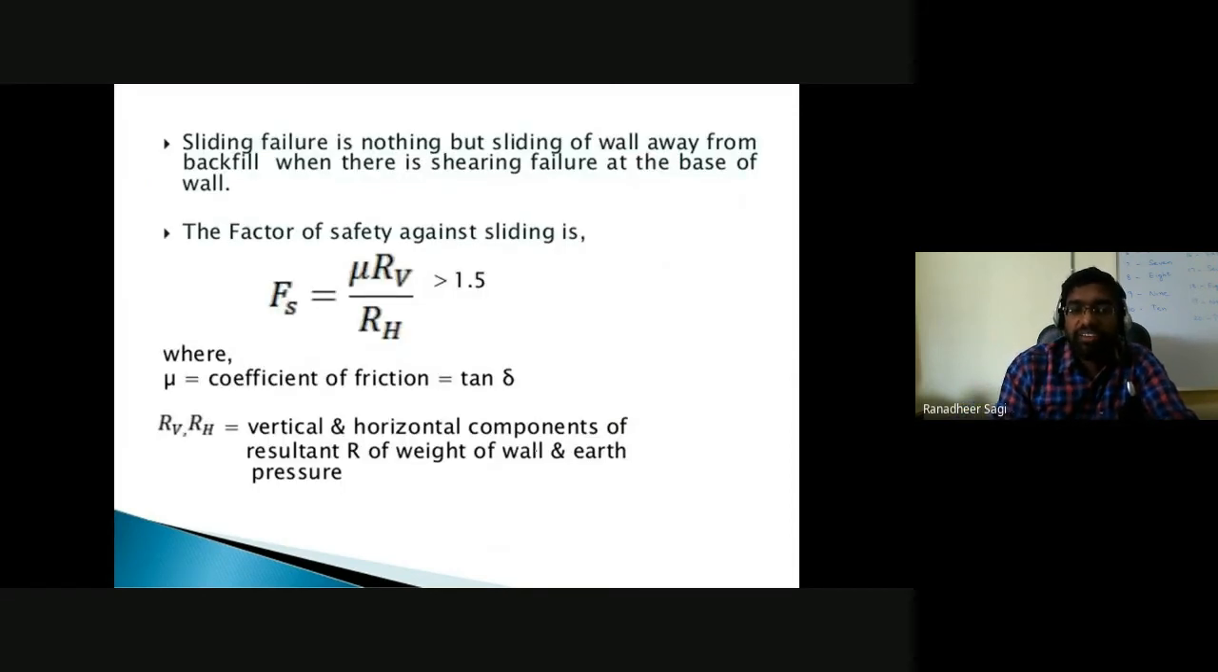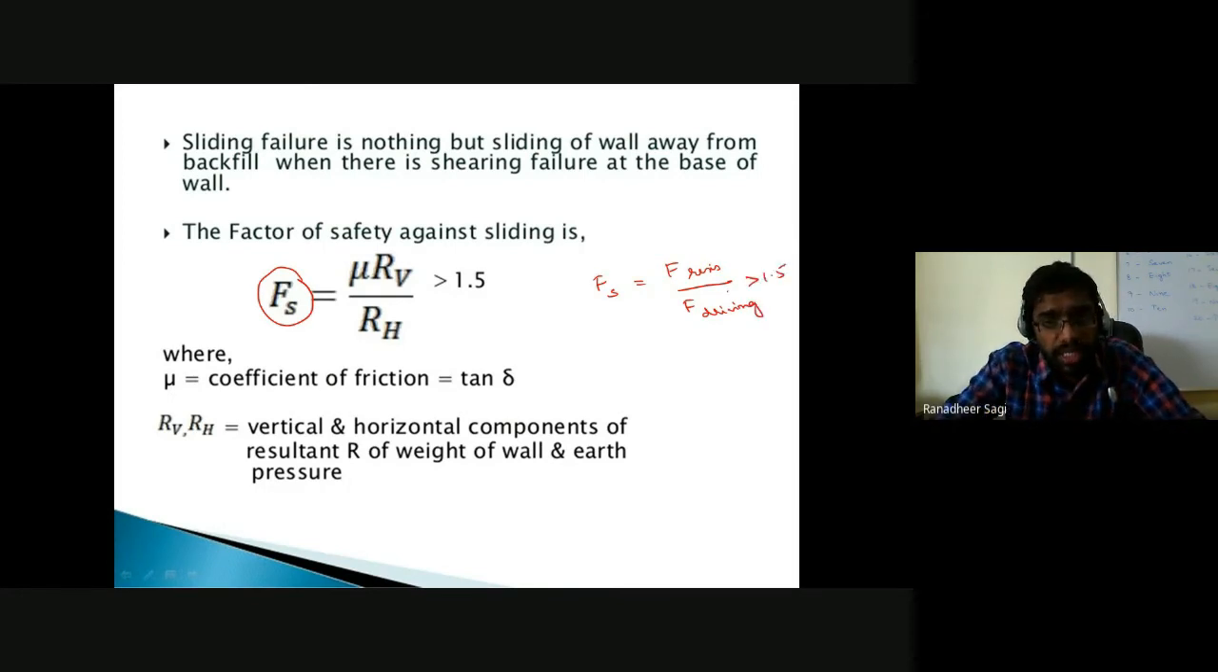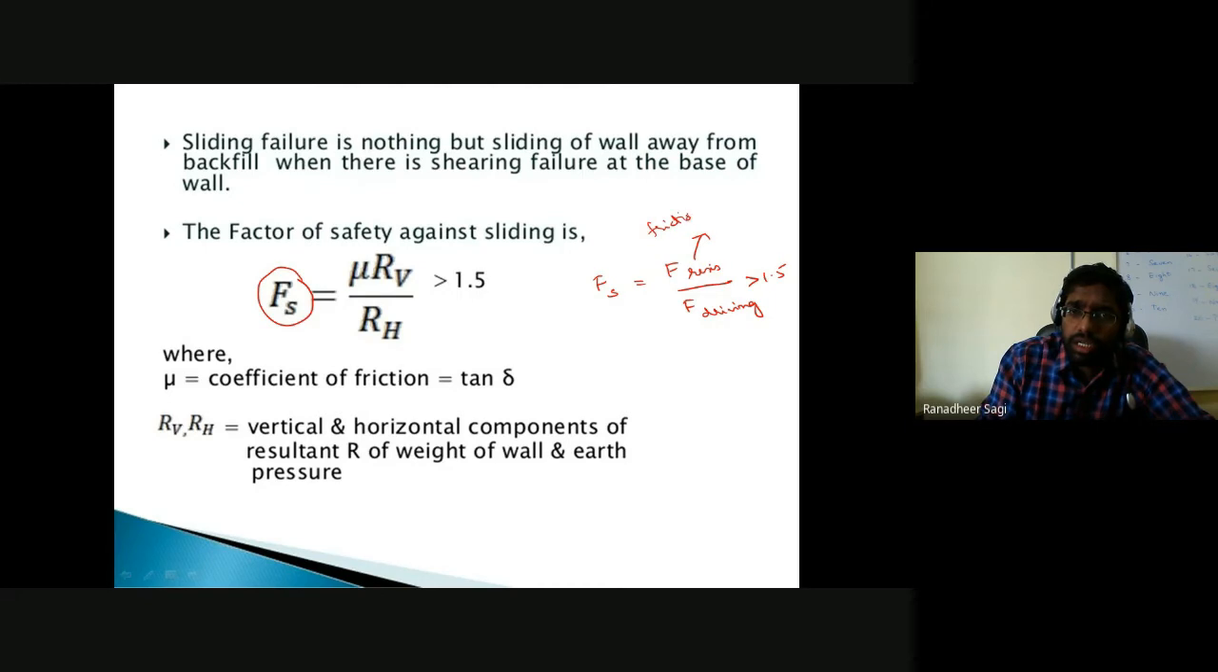To ensure that sliding failure does not happen in the retaining wall, consider the factor of safety. Anytime you talk about factor of safety, here we are talking in terms of forces. So the ratio of the resisting force to the driving force should be greater than 1.5. In such a case, what does this resisting force mean? Resisting force includes your frictional resistance.